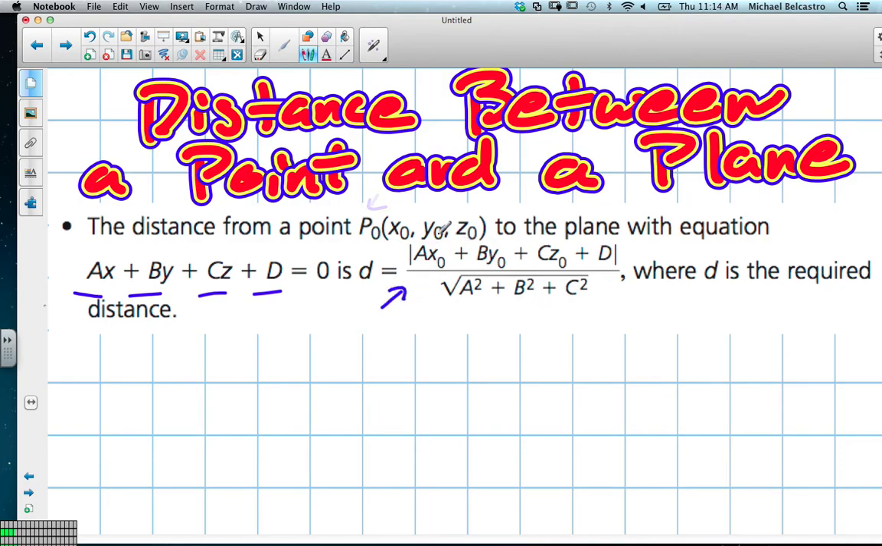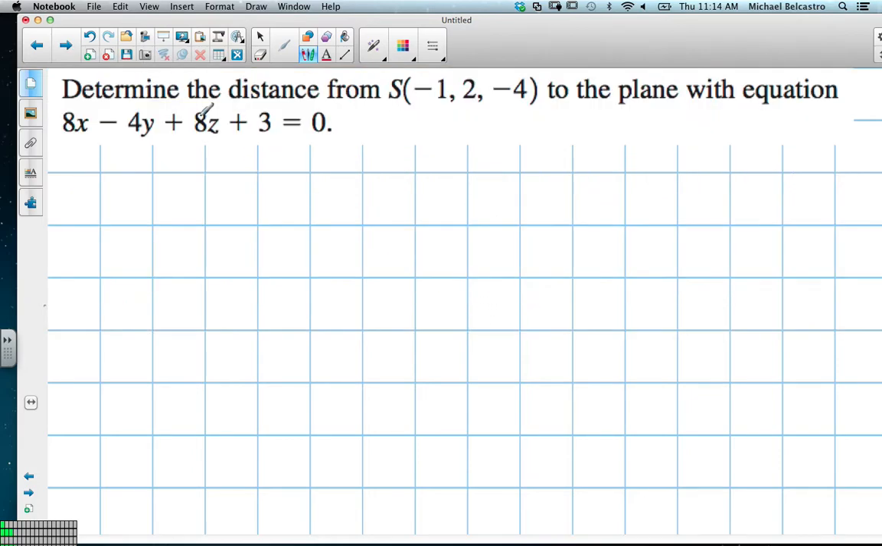The formula is essentially we take the Cartesian form and plug in our points, find the magnitude of those, all divided by the root over a squared plus b squared and c squared. So we'll do a simple example to start so we get used to the formula, and then we'll get into a very difficult example. So determine the distance between S to the plane with this equation.